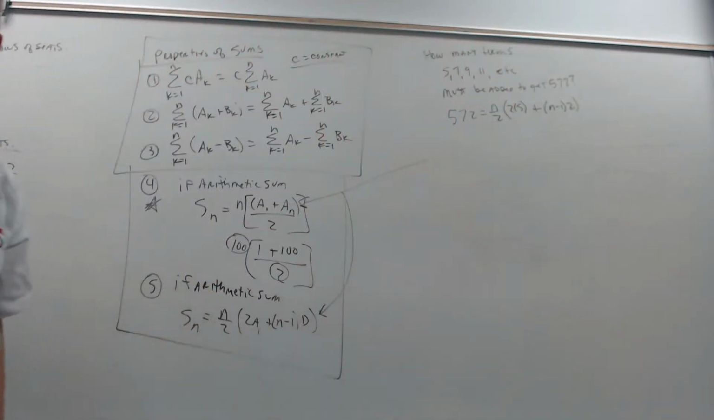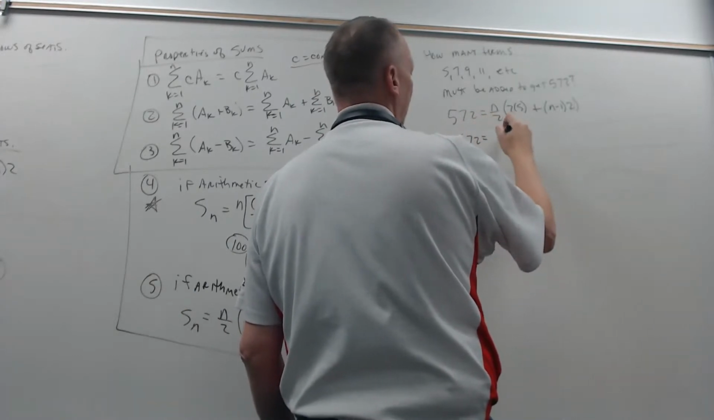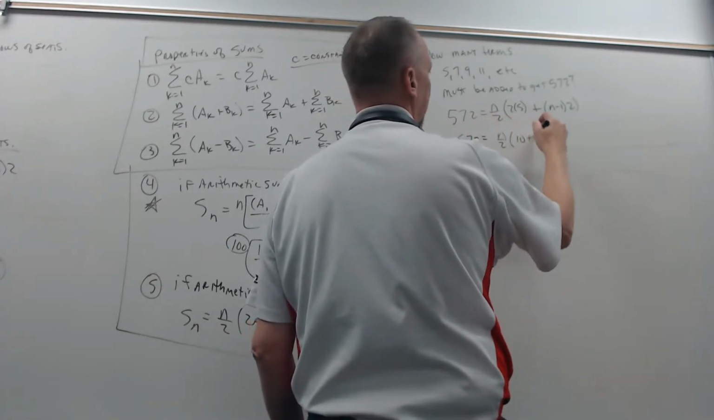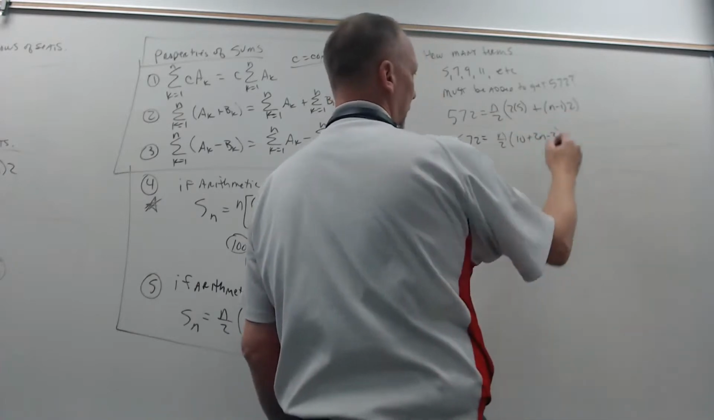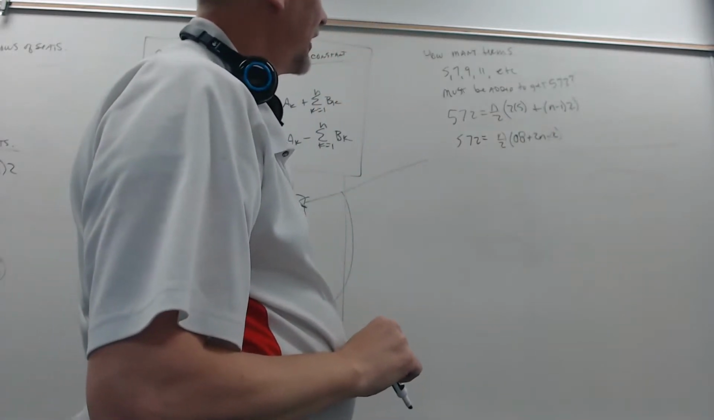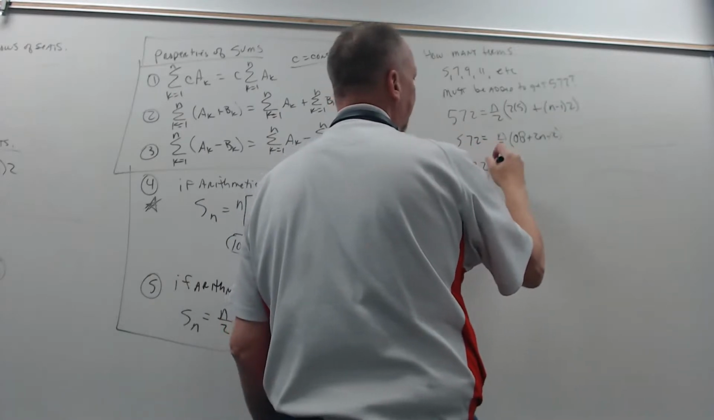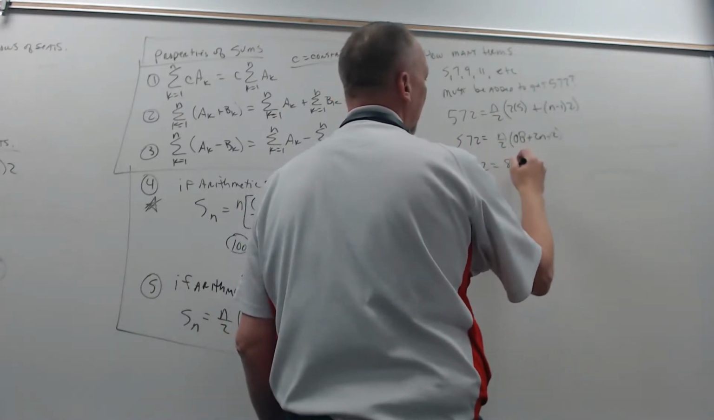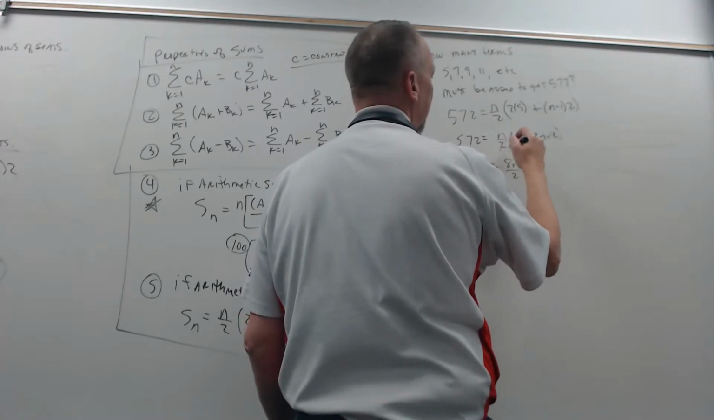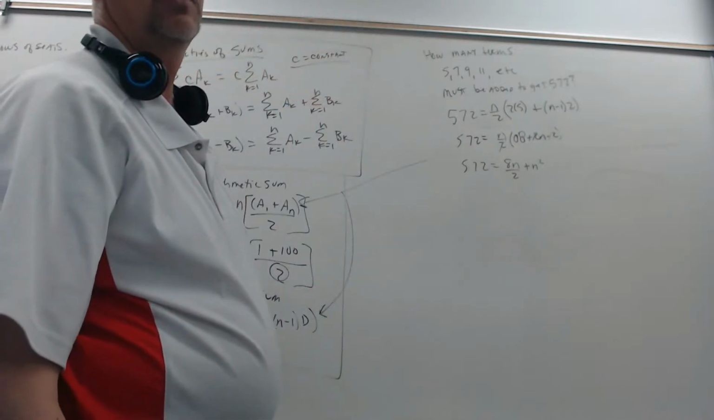Now it's just a simple math problem, right? So 572 equals n over 2 times 10 plus 2n minus 2, right? Which is really 8. Then I can distribute: 572 equals 8n over 2, the 2's cancel, plus n squared. Right?